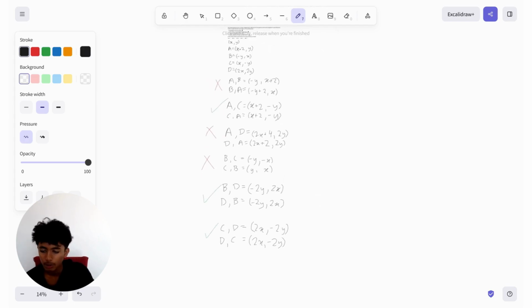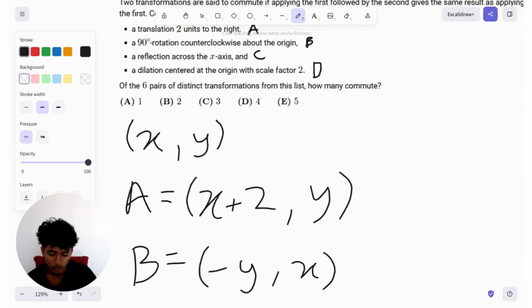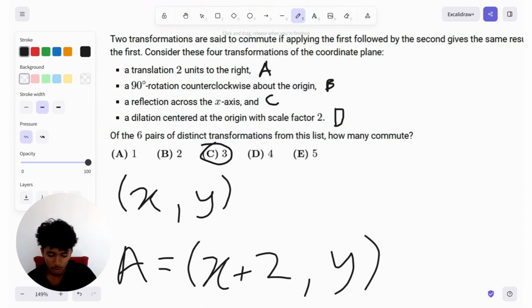So you can notice that this case and this case are the only cases that work, which are 3 of them. Hence, our answer is C, 3.